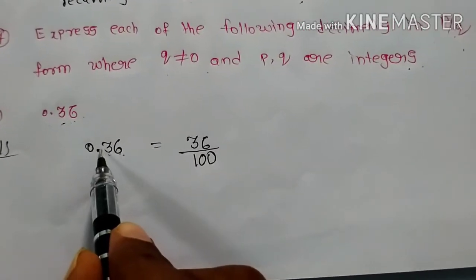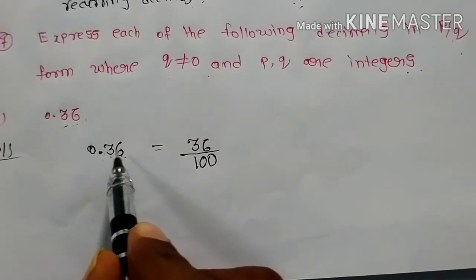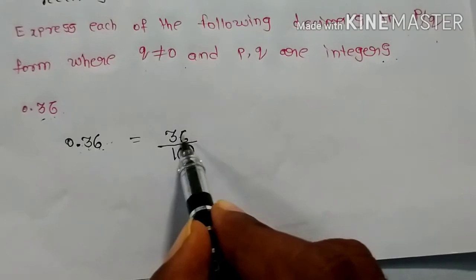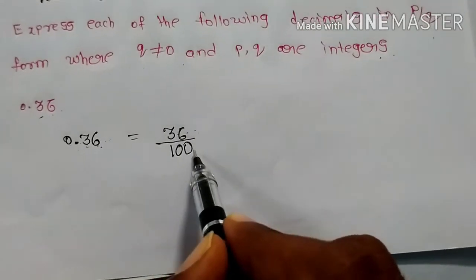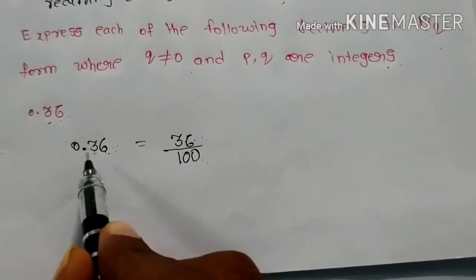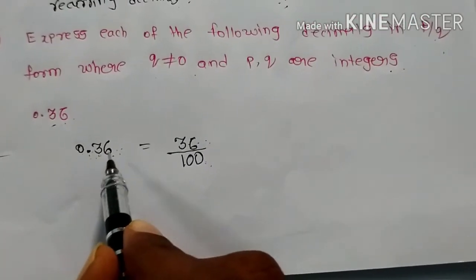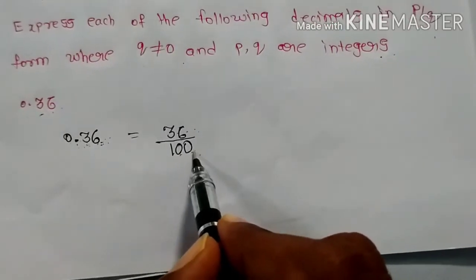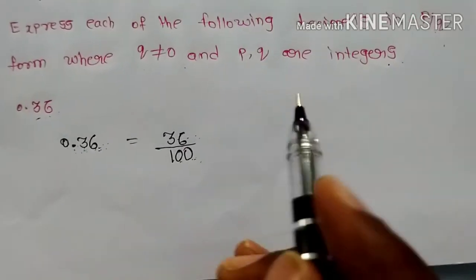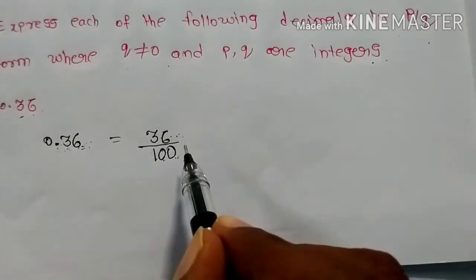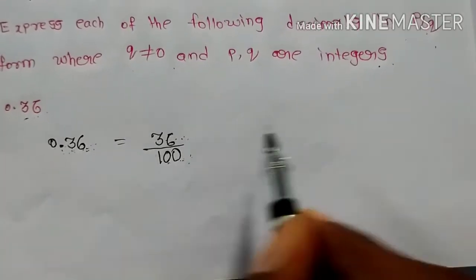For example, if it is 0.363, you can write 363 by 1000. Why? Because 1, 2, 3. Just observe after the decimal point how many digits are there? For 0.36, 2 digits, so you write 2 zeros in the denominator after the 1. Now we have to simplify it until the numerator and denominator are co-primes.